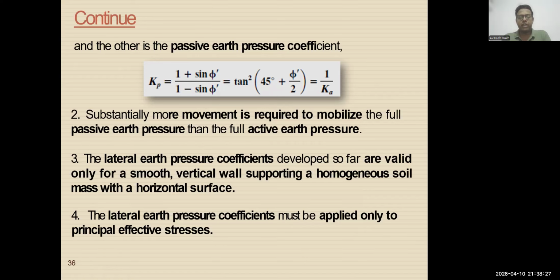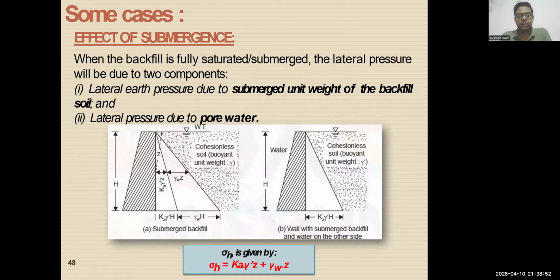The lateral earth pressure coefficients developed so far are valid only for a smooth vertical wall supporting a homogeneous soil mass with a horizontal surface. The lateral earth pressure coefficients must be applied only to the principal effective stresses. So this is all the information on the active and passive earth pressure coefficients using the Rankine analysis. Next are different cases.